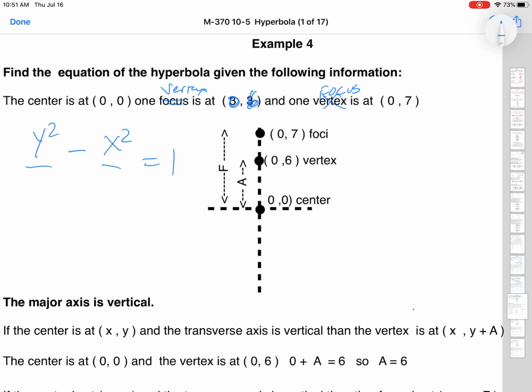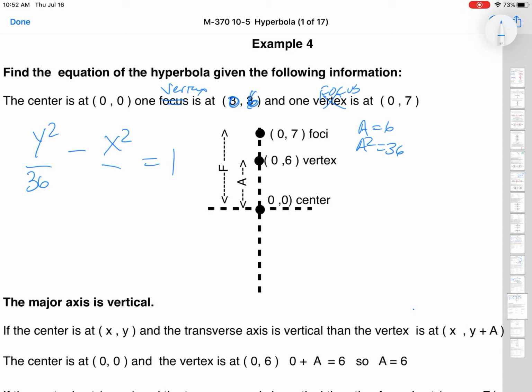Focus needs to be outside. So if we do that, then we know that there's a distance. A is equal to 6, so a squared is equal to 36. And remember, a goes underneath the positive variable.